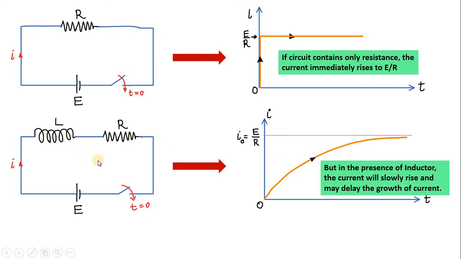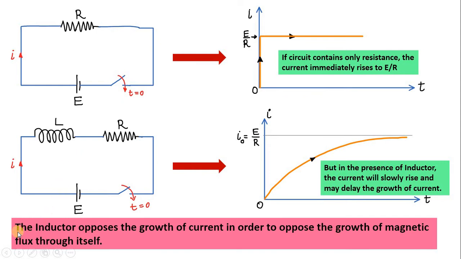So who is delaying this growth of current? This inductor is causing the delay in the growth of current. And why does it do so? Because of this reason. The inductor opposes the growth of current in order to oppose the growth of magnetic flux through itself. You must have already studied in the chapter of electromagnetic induction that an inductor or any inducting coil will oppose the growth of flux through itself.